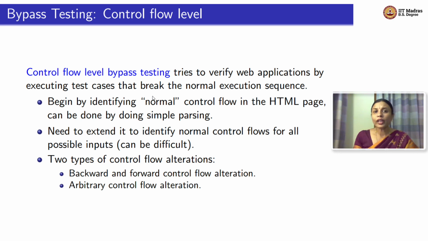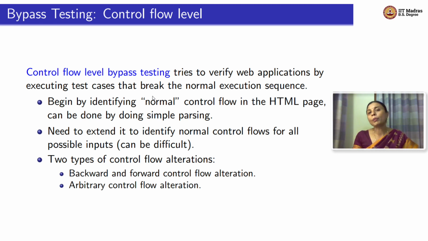So control flow level bypass testing tries to verify web applications by coming up with test cases that change the normal execution. So we begin by identifying normal control flow. For example, in an internet banking application, normal control flow is type username, password, CAPTCHA. Then it'll come up with a welcome screen. In that welcome screen, you can do various options of banking, maybe do funds transfer, check balance, generate statement, whatever. So based on the domain of the application, you identify a normal control flow.